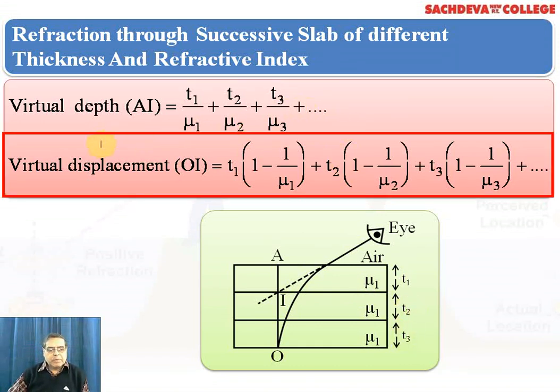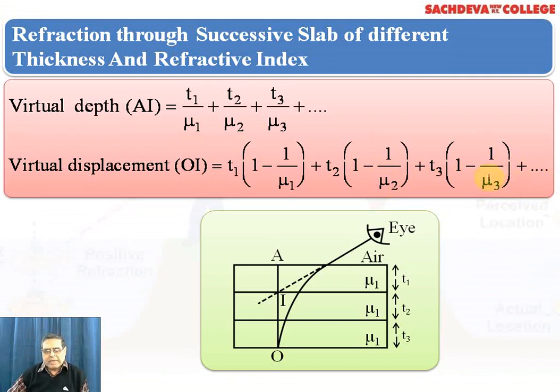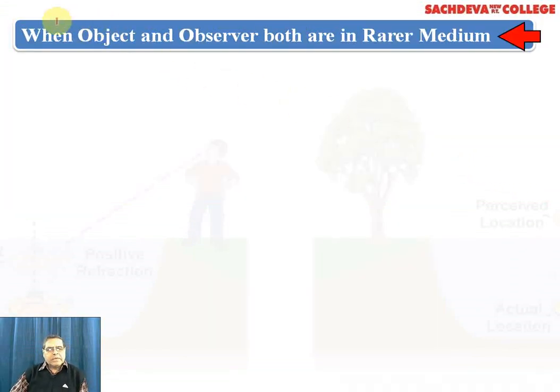The virtual displacement OI is T1 into 1 minus 1 over mu1 plus T2 into 1 minus 1 over mu2 plus T3 into 1 minus 1 over mu3 and so on. So if we take many slabs, the function will go on proceeding as it is shown. Now, when object and observer both are in the rarer medium.